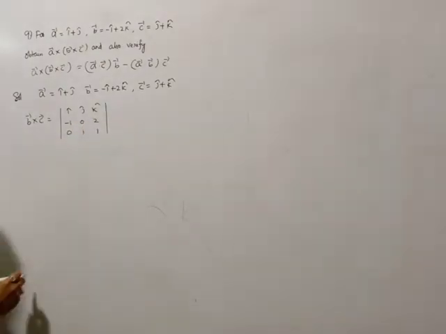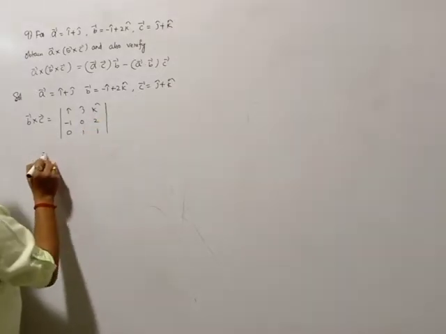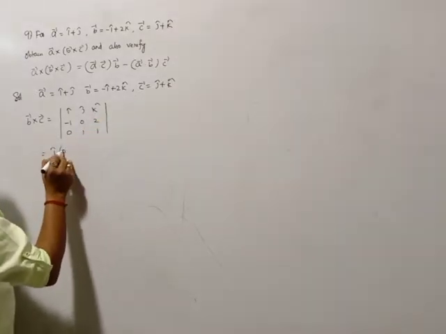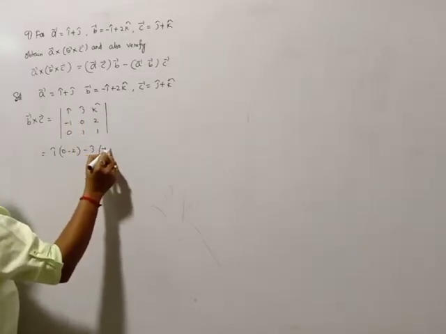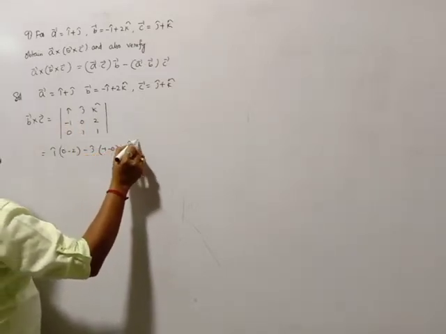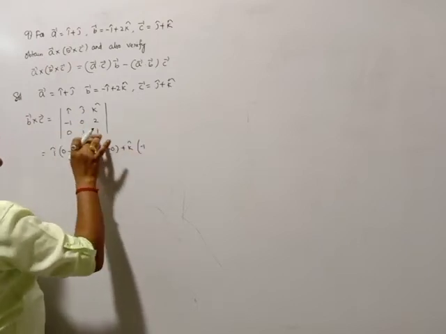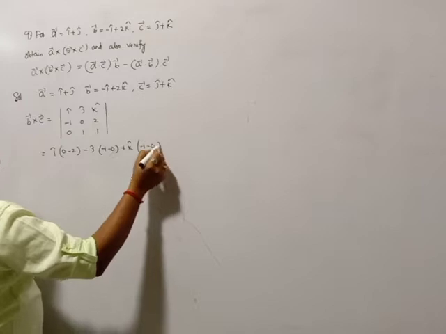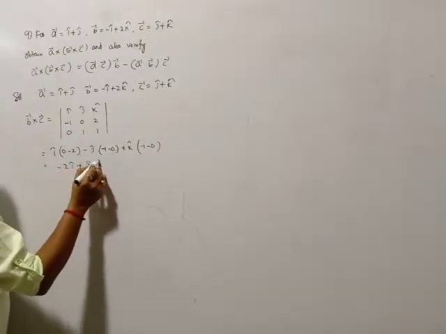So what are you getting from this one is equal to i into 0 minus 2, minus j into minus 1 minus 0, plus k into minus 1 minus 1 minus 0, that is minus 2i bar plus j bar minus k bar.